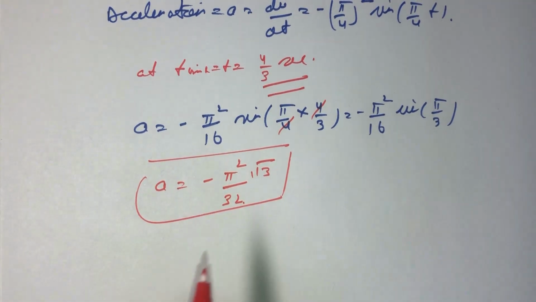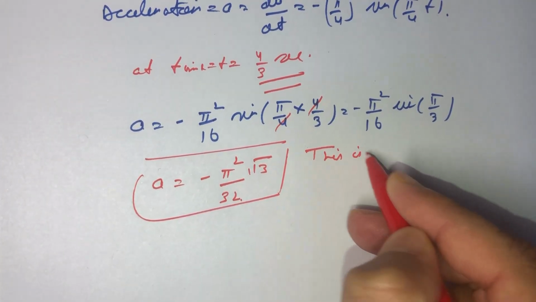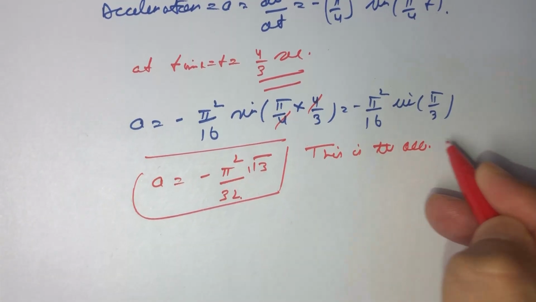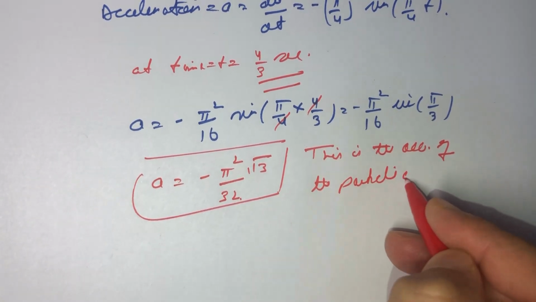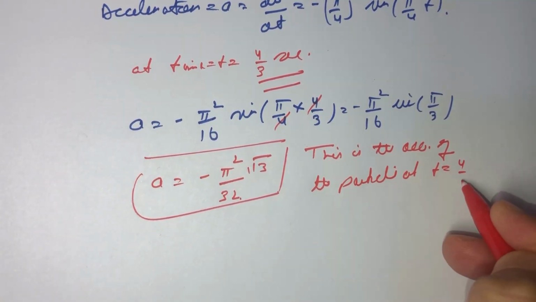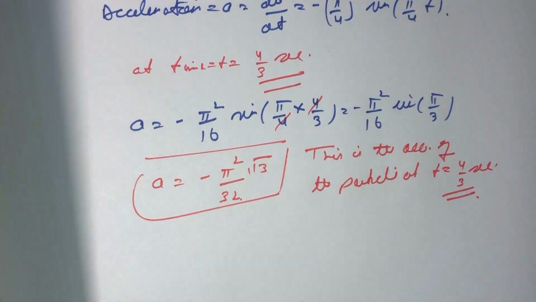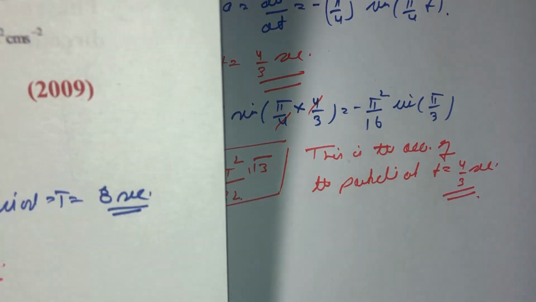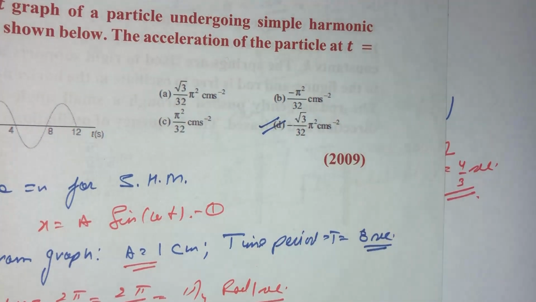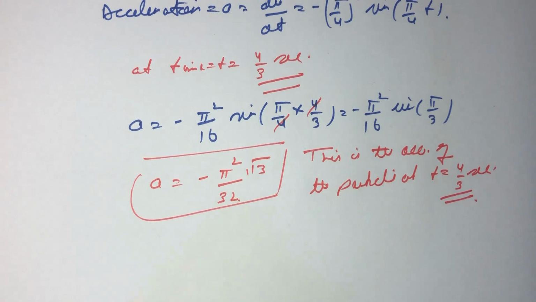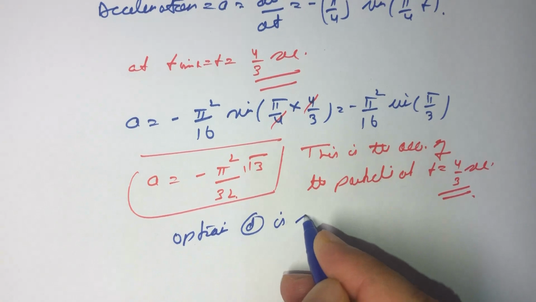So in this case also we get the same answer. So this is the acceleration of the particle at t is equal to 4 by 3 seconds. So if we look at the options available to us, option D is the correct one.